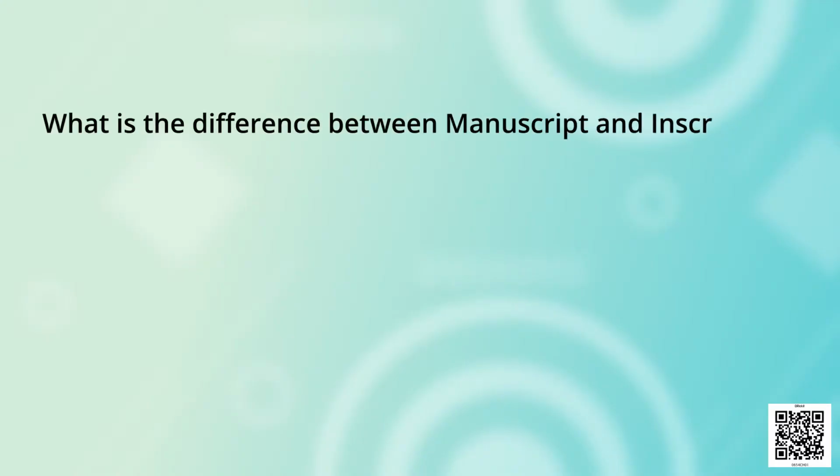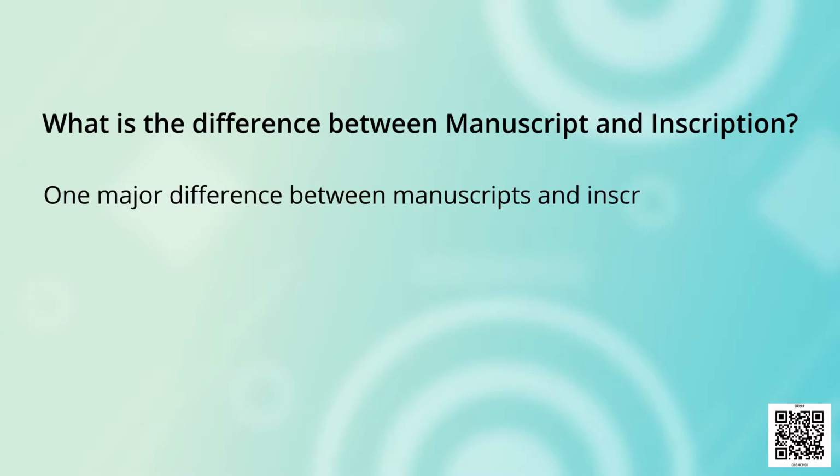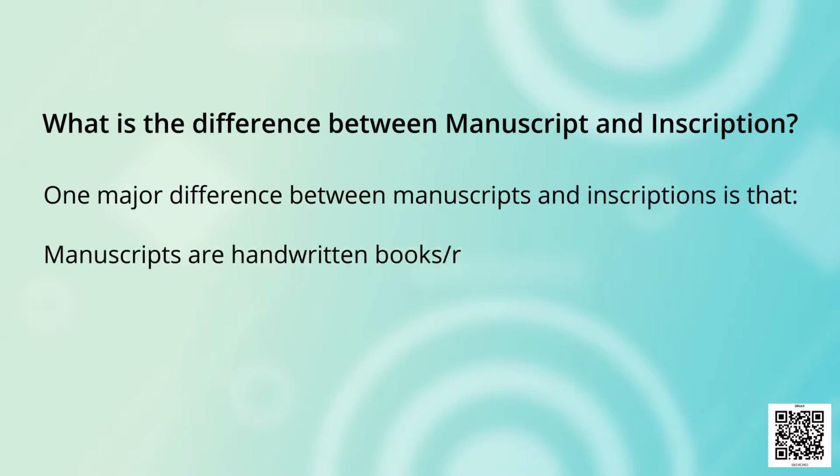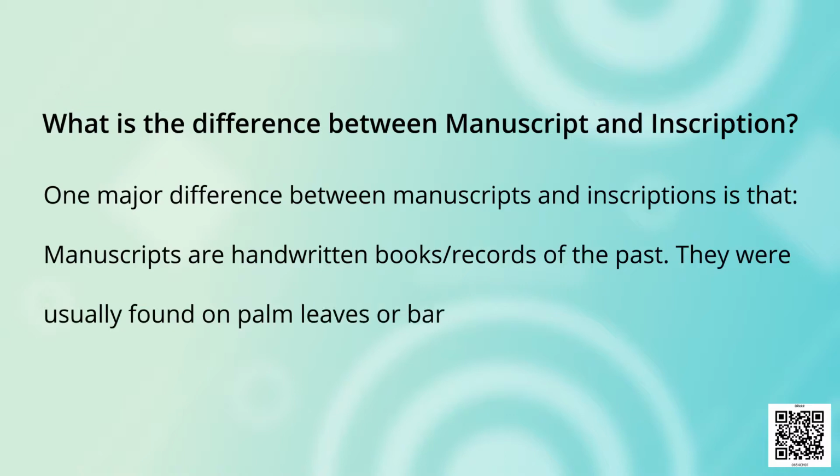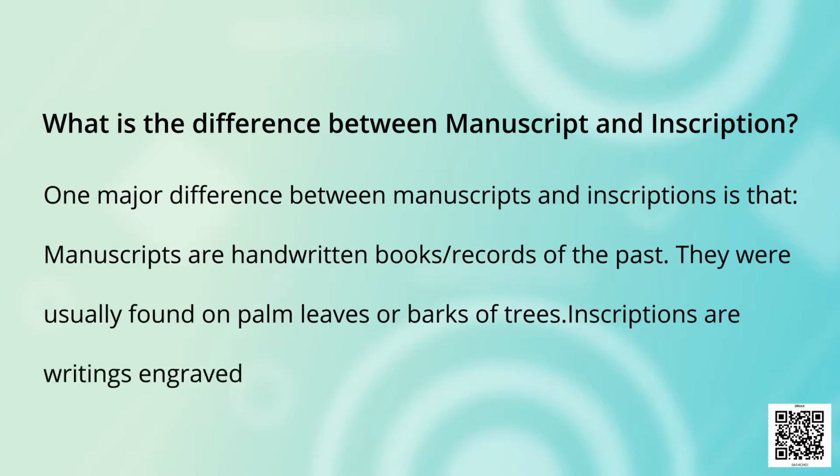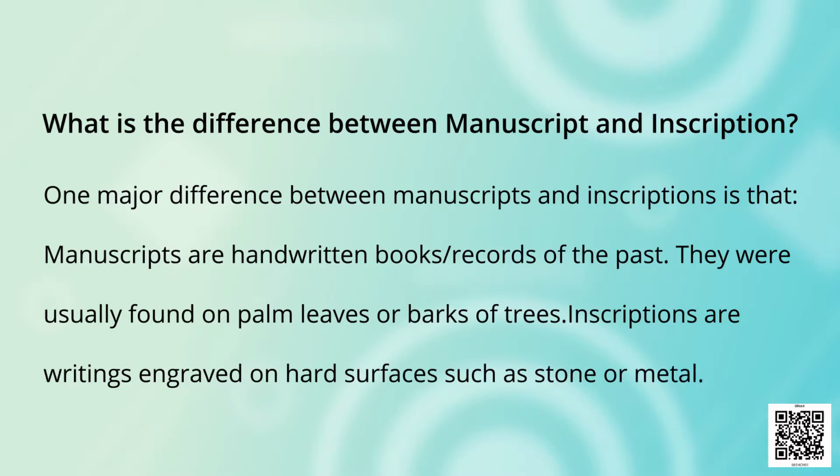Let's see, what is the difference between manuscript and inscription? One major difference is that manuscripts are handwritten books, records of the past. They were usually found on palm leaves or barks of the trees. On the other hand, inscriptions are writings engraved on hard surfaces such as stone or metal.